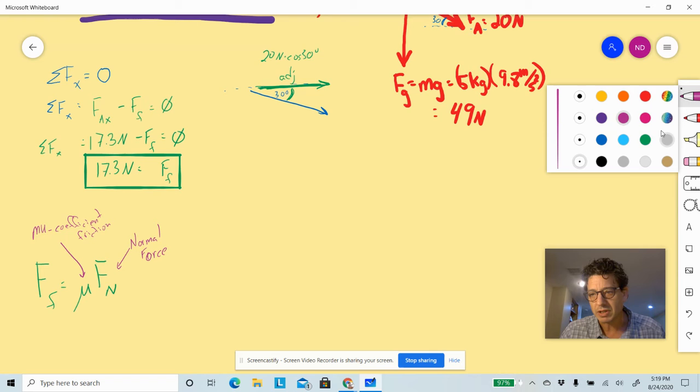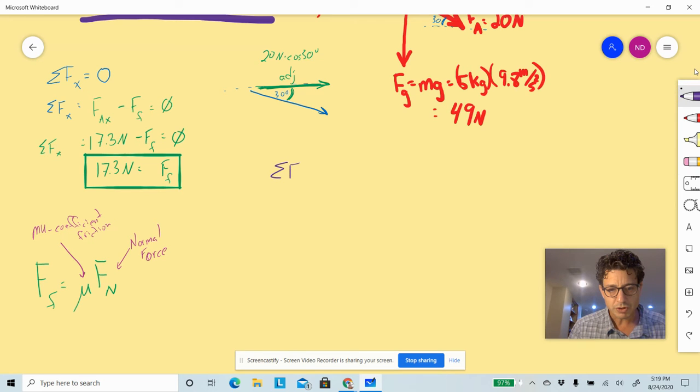Changing colors once again. Let's go with a nice dark color there. All right, so here we go. Sum of the forces in the y direction. Well, what forces are acting in the y direction? We know gravity is down. We're going to make that negative. Minus gravity.